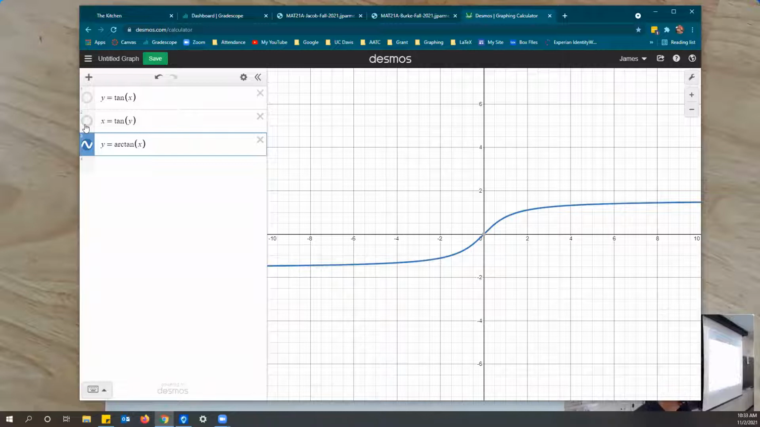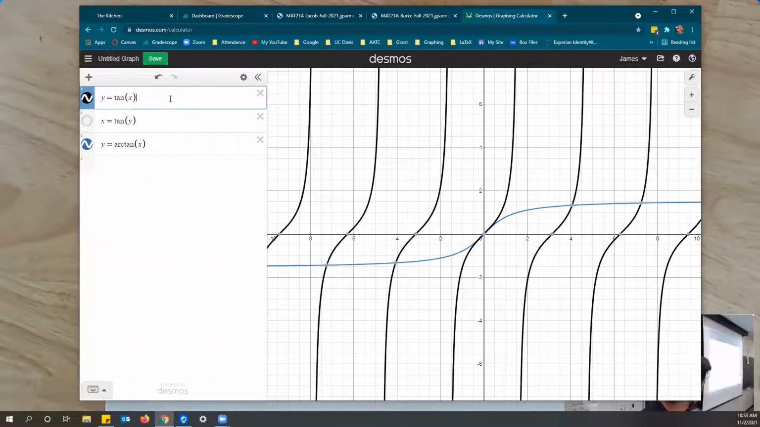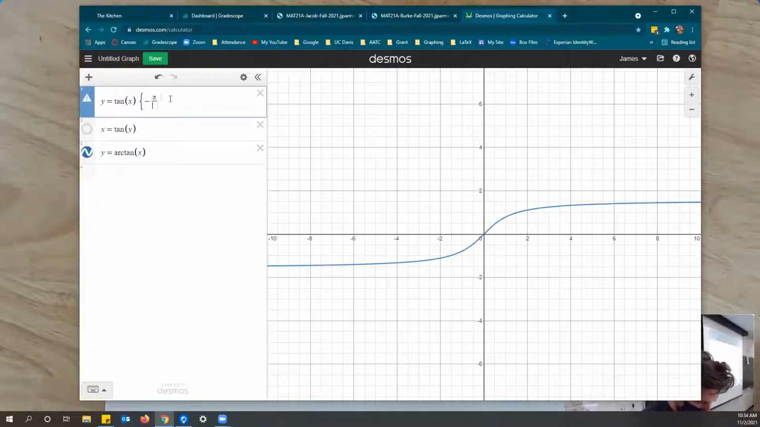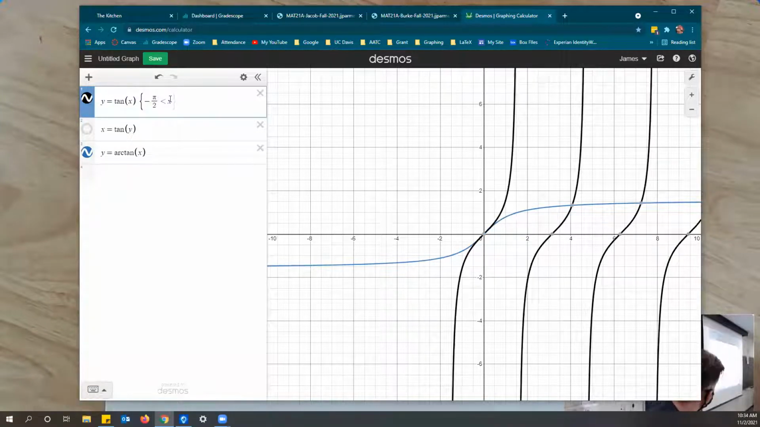Just that one there, which we get by taking all of this and restricting it to negative pi over 2 to pi over 2.